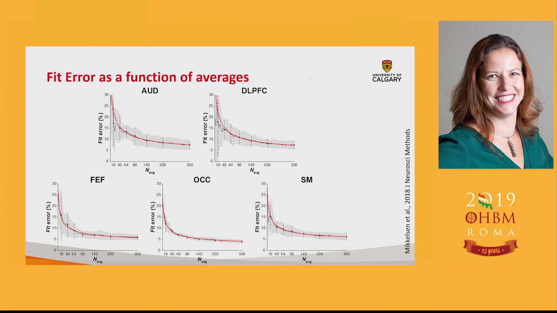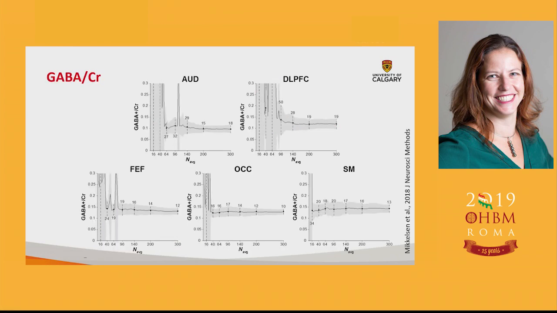It also depends on how big your voxel is and what the goals of your experiment are. It's well defined in MR that bigger voxels give you more signal. So if you have a bigger voxel, you can do fewer averages, but that is at the expense of the specificity of your measurement, or how specific you are regionally. This is similar information showing that the stabilization of that GABA to creatine ratio does depend on where you are in the brain.